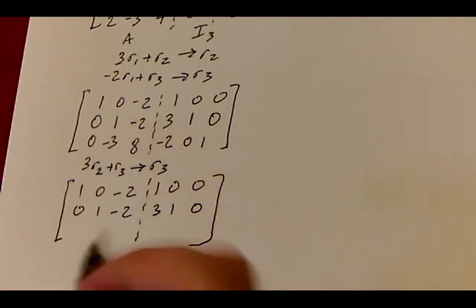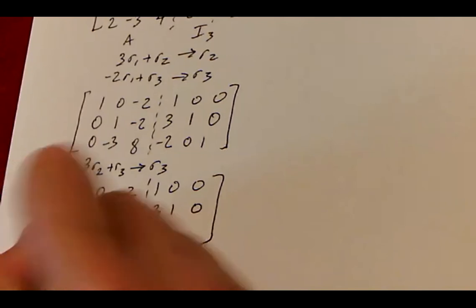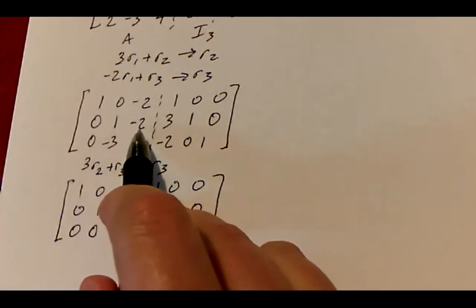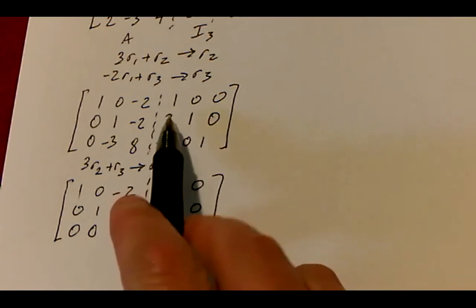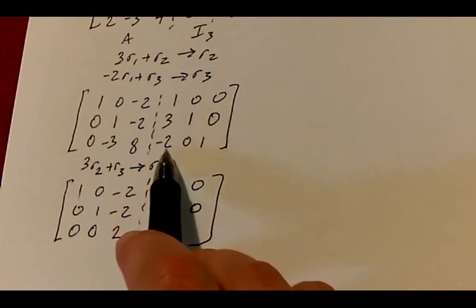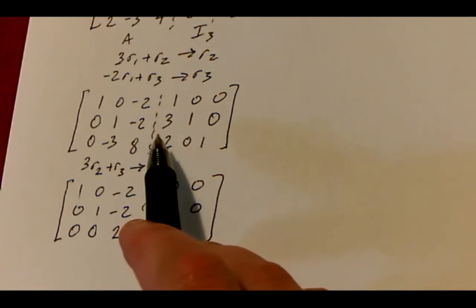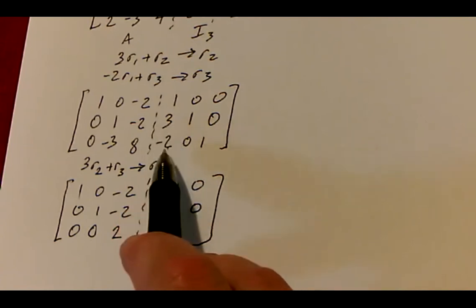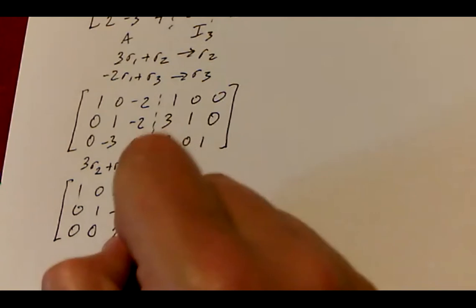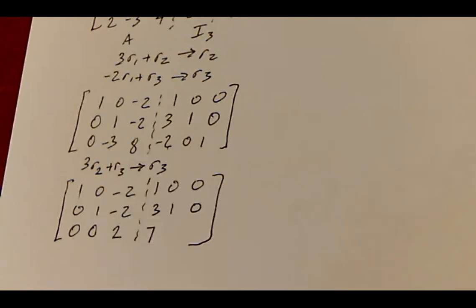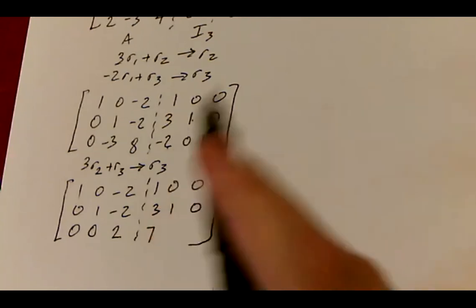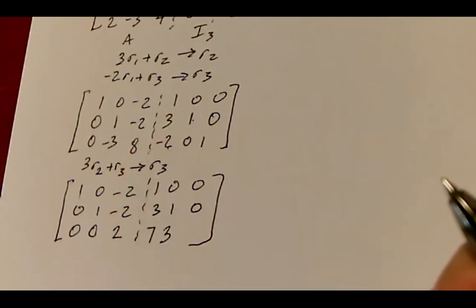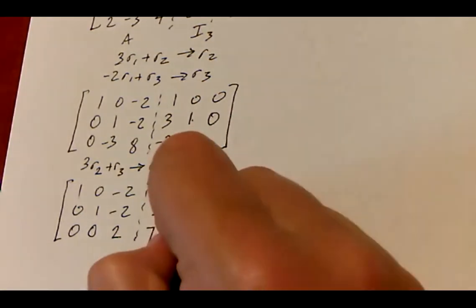Multiplying this by 3, so 3 and negative 3 makes 0. 0 and 0 is 0. 3 times a negative 2 is a negative 6, plus 8 is 2. Then we go across here. I've got 3 times 3 is 9, minus 2 is a positive 7. 3 times 1 is 3, plus 0 is a positive 3. 3 times 0 is 0, plus 1 is a positive 1.